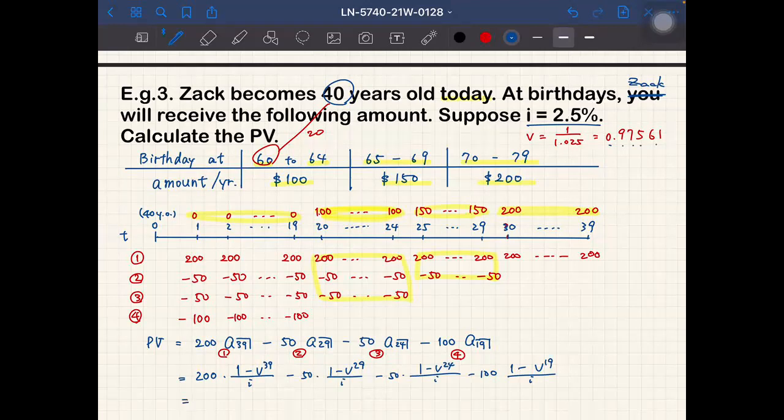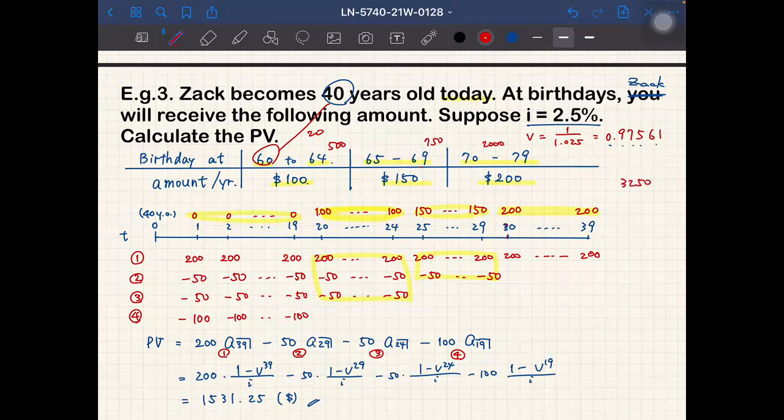So this becomes $1,531.25, so about $1,531. We can double check the amount. What's the total payment? $100 times 5, so this is 500, and 5 times 150, so 750. And the last 10 years, 200 each, so 2,000. So in total, 3,250.